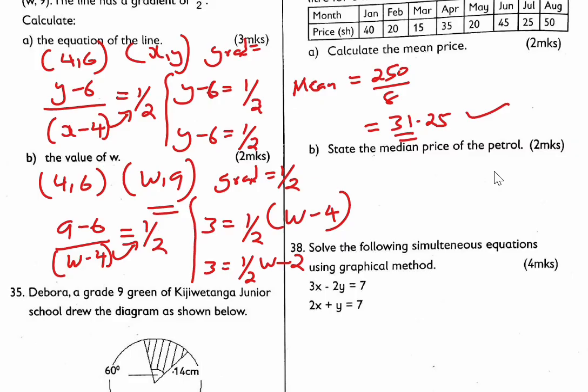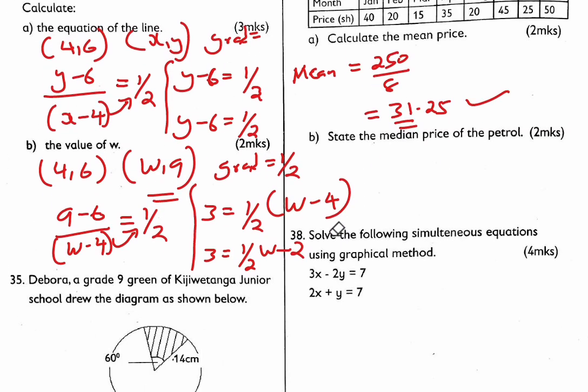Part B, state the median price of the petrol. So the median is the middle price. So we're going to arrange the values in ascending order. Ascending means from the smallest to the largest. I'm going to start with the smallest. I can see the smallest is 15. We'll start with 15. Next one is 20. We have two 20s here and here. I'm going to write 20, another 20. We also have, the next one is 25.